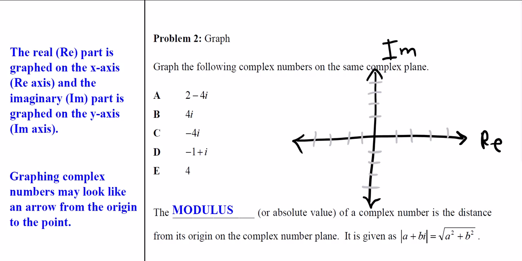So for problem 2, let's go ahead and graph all 5 of these points, A through E, on the same complex plane. I've labeled my x-axis as the real axis. That's what the RE stands for. And my y-axis is now called the imaginary axis. So for point A, we're going to go 2 to the right and then 4 down. For our complex number B, that's 4i, I'm going to go 1, 2, 3, 4 up on the imaginary axis. Point C is a negative 4i, so I'm going to go down.